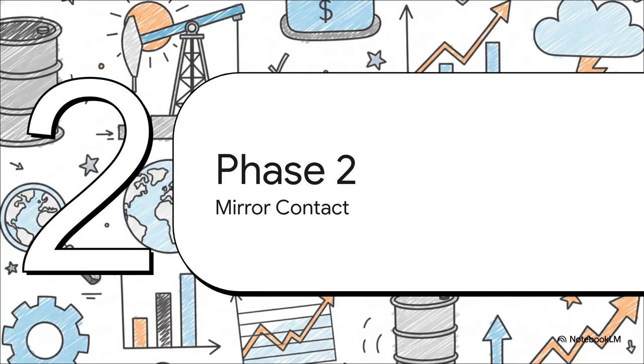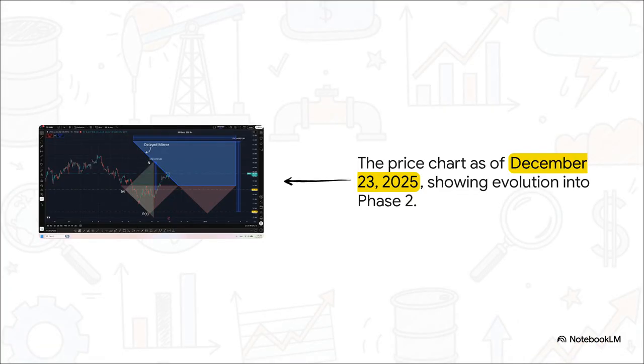Of course, a plan is just a plan until the market actually starts moving. So what happened next? Well, the price action triggered a key event, and that moved this analysis out of the planning stage and squarely into Phase 2, mirror contact. And here's the updated chart, dated December 23rd. After that initial entry at level M, things started happening. This chart captures the first really significant development in this whole documentation.